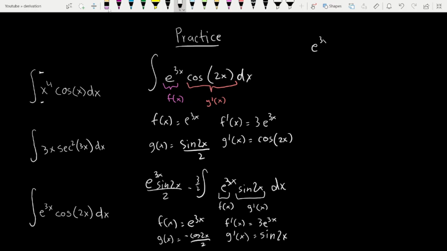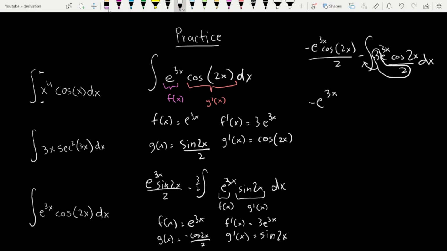Okay, so I'm going to do integration by parts over here again, and so that is going to become e to the 3x times negative cosine 2x over 2, subtracted by the integral, and the integral is going to have f prime of x, which is 3e to the 3x, multiplied with g of x, so that's negative cosine 2x over 2 dx. Okay, so this again is a constant right over here. I can take that out of the integral, and so that's going to simplify to this thing.